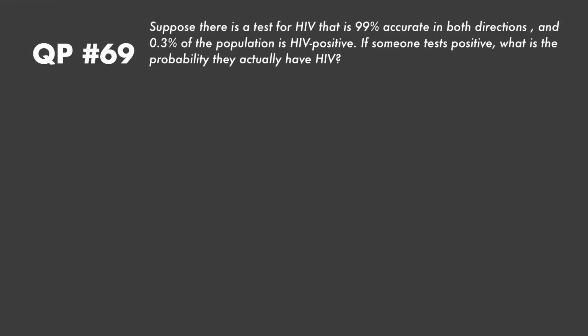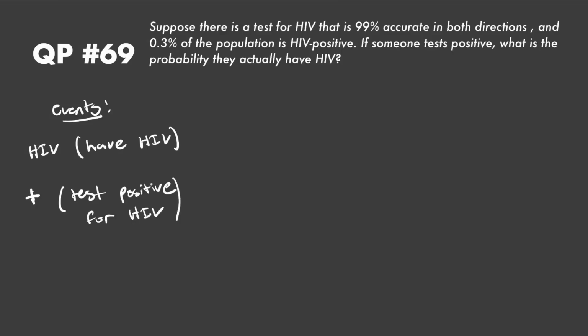Hello everyone, today let's take a look at Quantipus number 69, another conditional probability question. Suppose there's a test for HIV that is 99% accurate in both directions and 0.3% of the population is HIV positive. So if someone tests positive, what is the probability they actually have HIV? Let's just define our events so it's easier to write out.